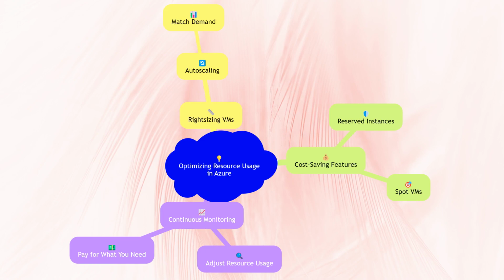Optimizing resource usage is a key strategy for managing costs in Azure. This involves right-sizing virtual machines, using auto-scaling to match resource allocation with demand, and leveraging Azure's cost-saving features like reserved instances and spot VMs. By continuously monitoring and adjusting resource usage, organizations can ensure that they are only paying for what they need, thereby reducing unnecessary expenses.